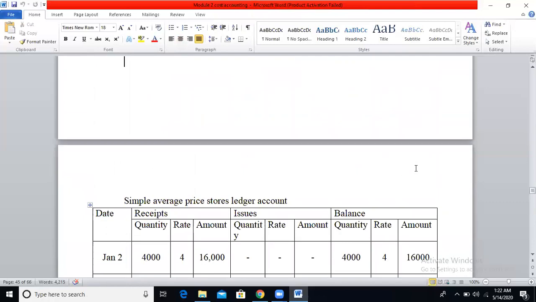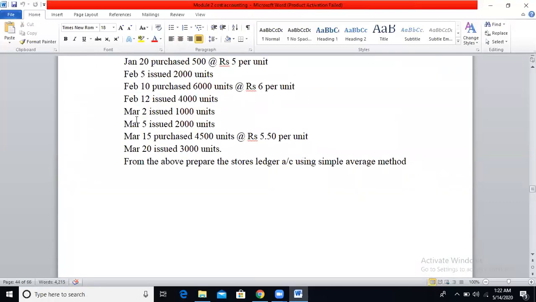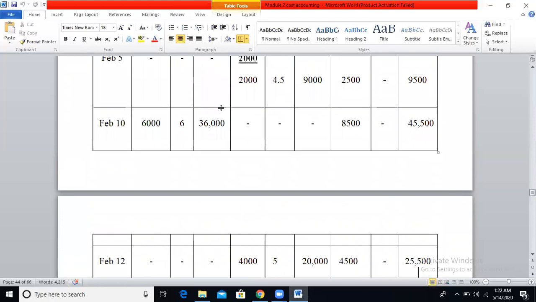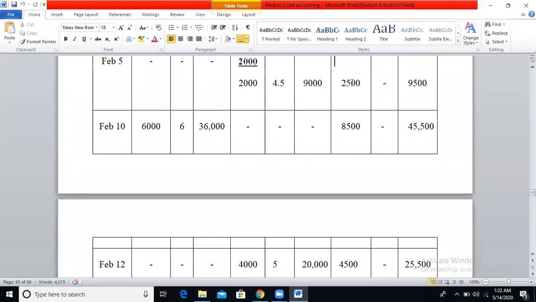The next transaction is February 12th, we are making the issue, that is issue of 4,000 units. So how many units we are issuing? 4,000 units. So before issue, see the balance quantity. The balance quantity prevailing is 8,500.